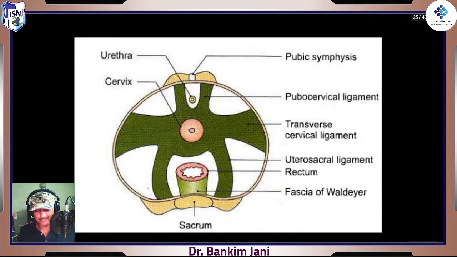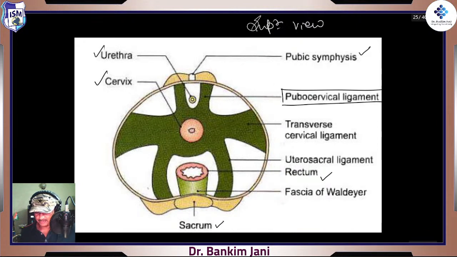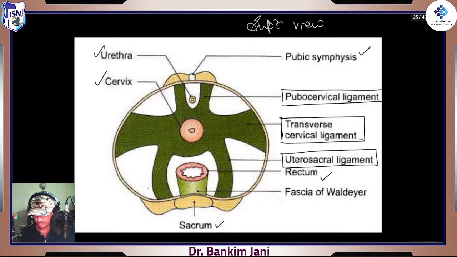Fine. That's the bird's view, superior view, right? Superior view. And pubic symphysis, good one. That's the urethra, all right. That's the cervix, we talked about it. That's the rectum, good. That's the sacrum, very well. And then this is the pubocervical. These are the real supports. This is the transverse cervical or cardinal or lateral, right? And the posterior one is uterosacral.